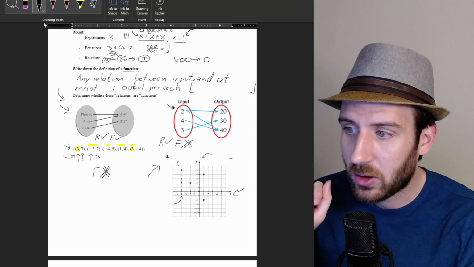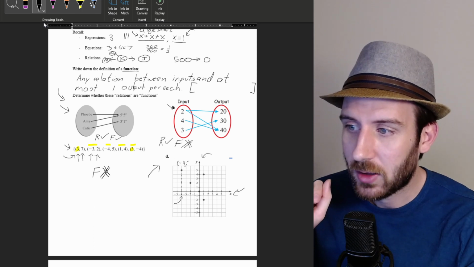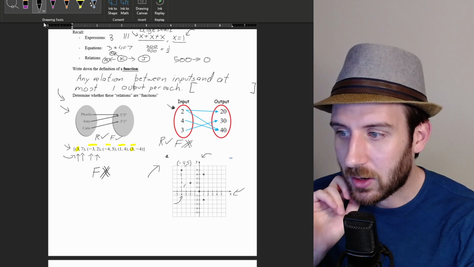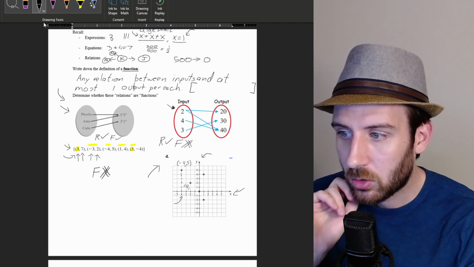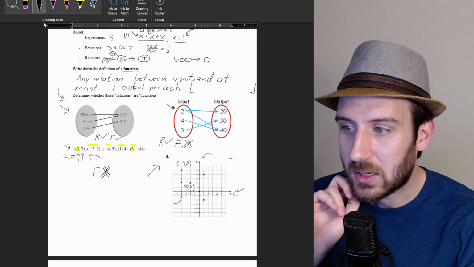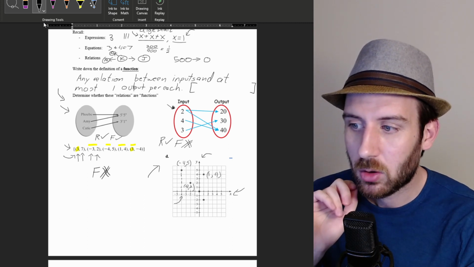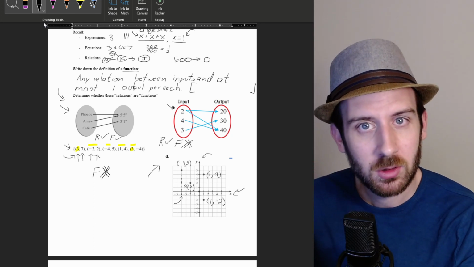So we could write that as (-4, 5). It relates -4 to 5. And here I would relate -2 to 2. Here I would relate 1 to 4. And here I would relate 1 to -2. Do I have any ambiguity?